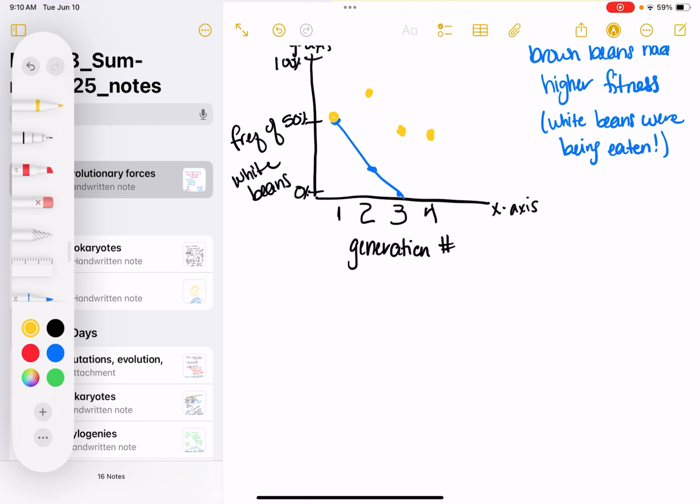Okay, and then I'm going to do it again. 1, 2, 3, 4, 5. Okay, now I have 3 white beans.